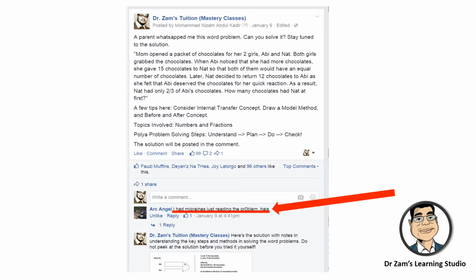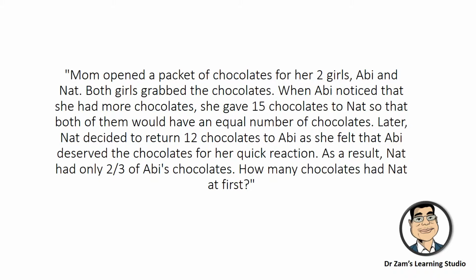Why is it not possible for parents to be updated with the methods that the children are learning in school for their maths word problems? Many students do not do well in their maths word problems, and that's the reason why they fail their math. At least 60% of the exam paper is based on word problems.